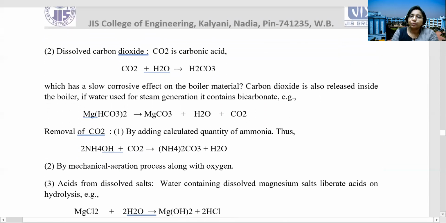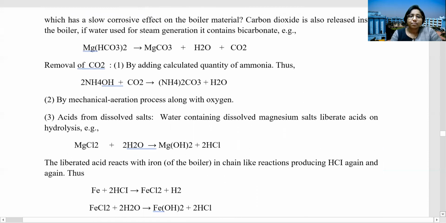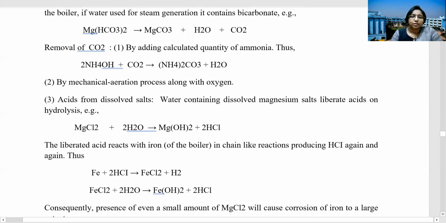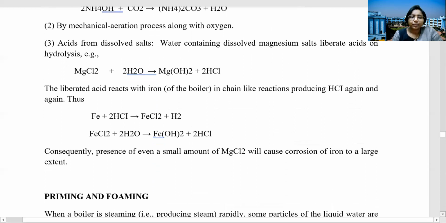Dissolved carbon dioxide may also cause corrosion, and acids from dissolved salts also cause corrosion, because you know that acids corrode the metal.